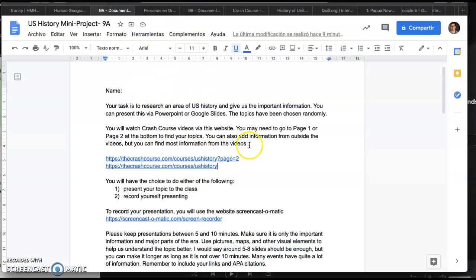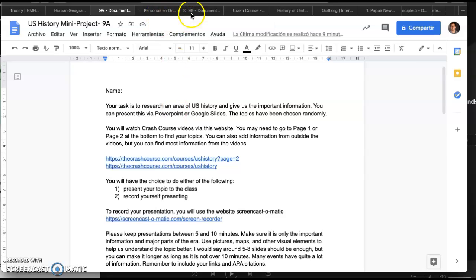You can find information outside of the videos, but most of your information is going to be found in the videos, at least for background. If you want to dig deeper into a specific event, for example, if you have World War II and you want to investigate Pearl Harbor more in depth, you can find pictures from Pearl Harbor. If you have recent history, which one or two of you might have, you can investigate 9/11 and find more pictures and information and videos and things like that.